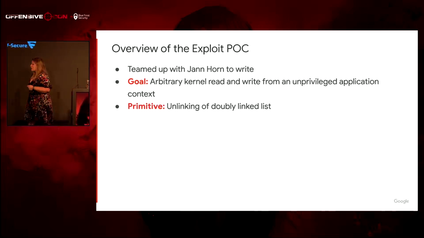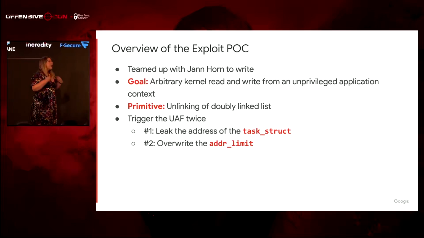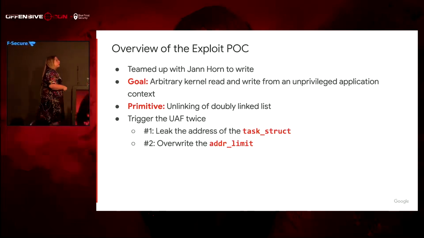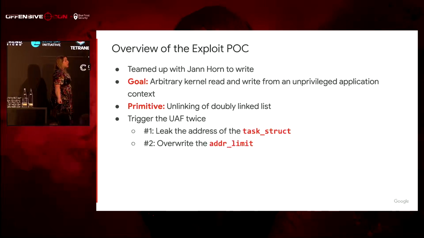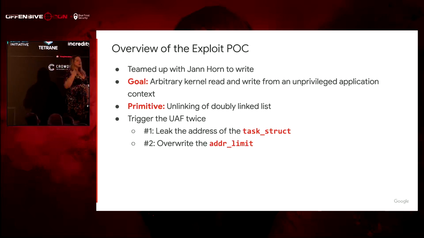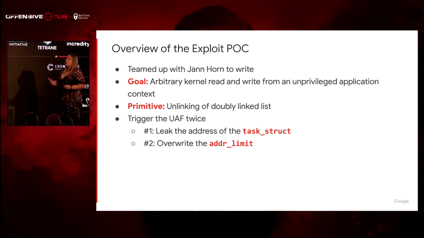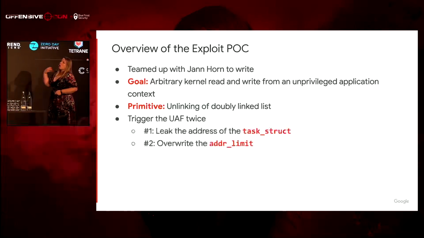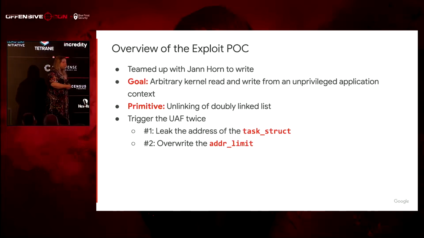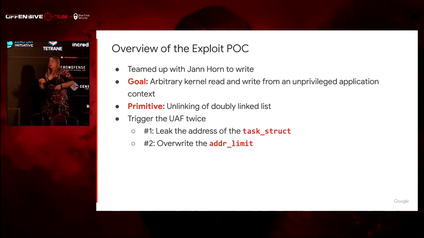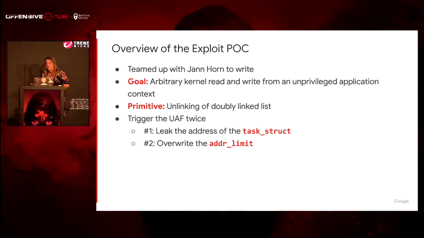So the primitive we were using, as I've said a couple of times, is the unlinking of the doubly linked list. And to actually get that arbitrary kernel read and write, we're going to trigger our use after free twice. The first time, we're going to use the use after free to read out the task struct address from the kernel. Because our goal to get that arbitrary kernel read and write is to overwrite the address limit, and the address limit lives within the task struct. So we leak that address the first time, and then we trigger the use after free a second time. And that's when we actually overwrite the address limit.